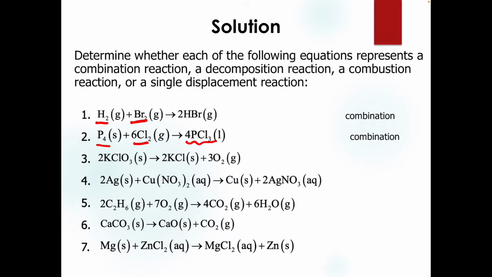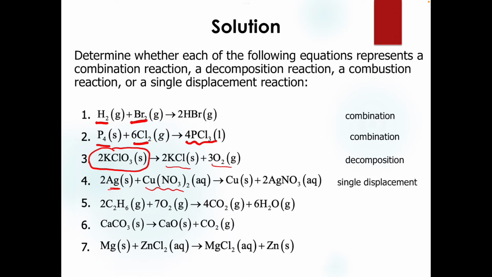For our next reaction, do you see it's just 1 reactant? Anytime you just have 1 reactant, the only thing that reactant can do is decompose, which is what it does. It makes 2 different products. So this is a decomposition reaction. In our next reaction, you can see that we have an element reacting with a compound. Remember, when we have an element reacting with a compound, that is going to be a single displacement reaction.